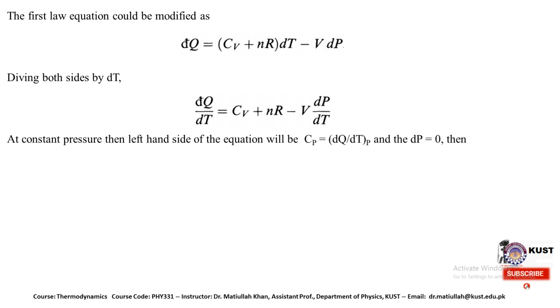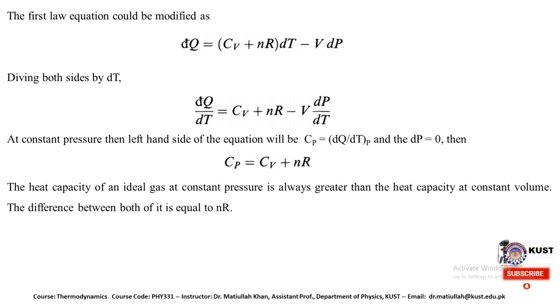So at constant pressure, the left side of the equation will be equal to Cp, the heat capacity at constant pressure, and it is equal to dq divided by dT at constant pressure, where dp is equal to 0. Then Cp is equal to Cv plus nR. This is the equation we get from the above equation by putting Cp is equal to dq divided by dT at constant pressure. So the heat capacity of an ideal gas at constant pressure is always greater than the heat capacity at constant volume.